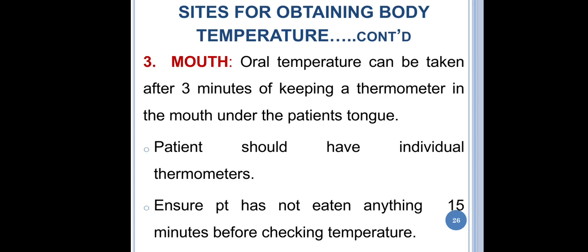Then there is also the mouth, which is oral temperature. It can be taken after 3 minutes of keeping the thermometer in the mouth under the patient's tongue. You just press it under the patient's tongue. This is good in a case where the thermometer is specifically for one person. You should also take note that the patient does not eat anything 15 minutes before checking the temperature.